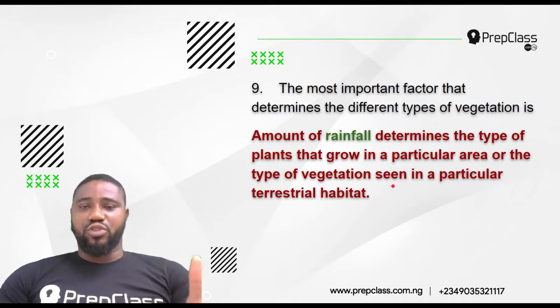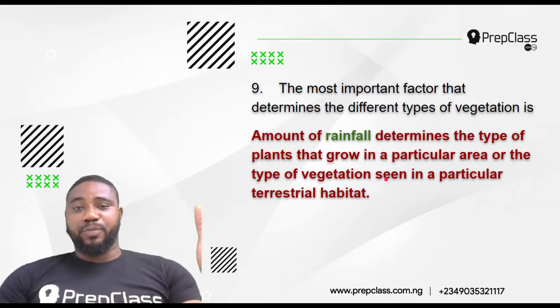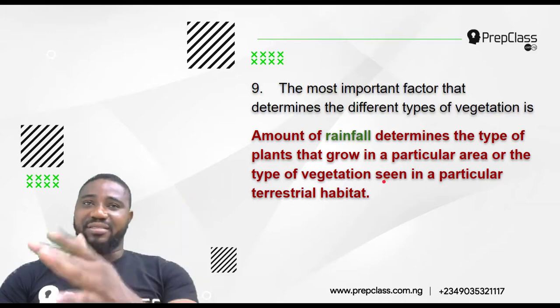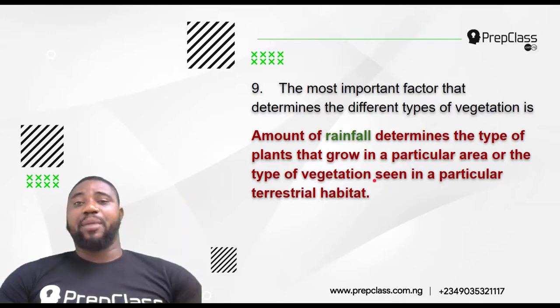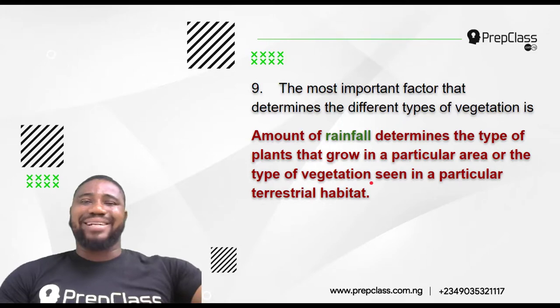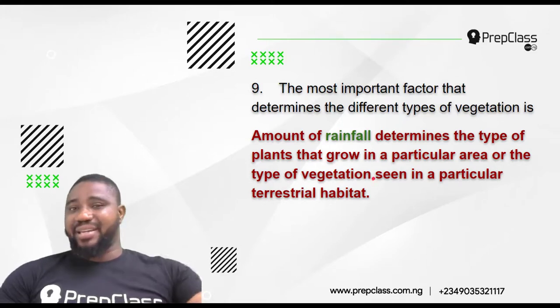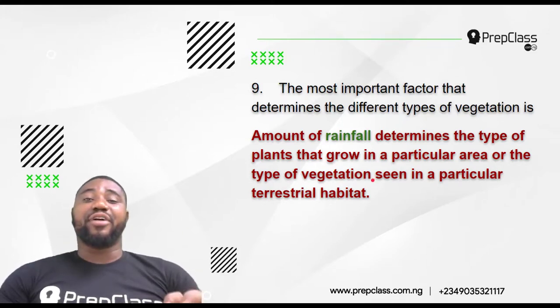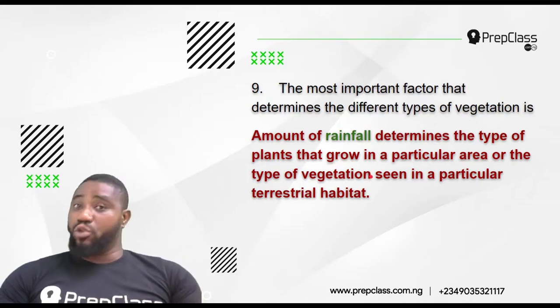When you move to the middle belt, you might see the savanna area, sparse vegetation and trees. When you now move towards the north, you see the savanna, and that's why the northern part of Nigeria is mostly savanna, and they are mostly desert-like because they usually have a very low amount of rainfall. So that's why trees are usually scarce in those areas.